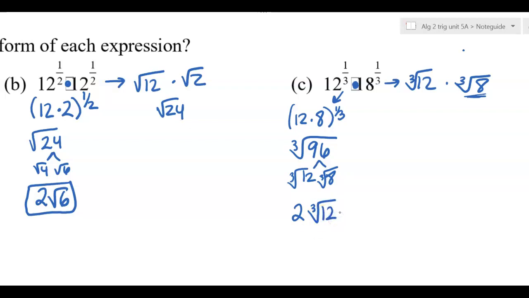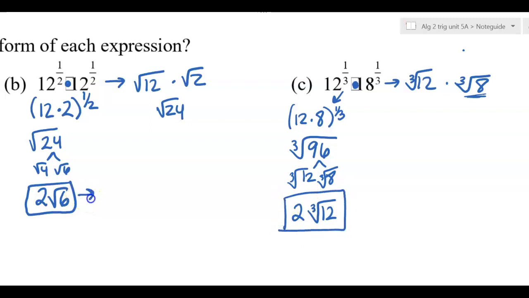And then are there any perfect cubes in 12? Or when I break 12 down, if perfect cubes aren't as easy for you as perfect squares, think about breaking 12 down. When you break it down to its prime factors, do you get 3 of the same thing? Okay, and we don't. So that's then the best way we could do this.